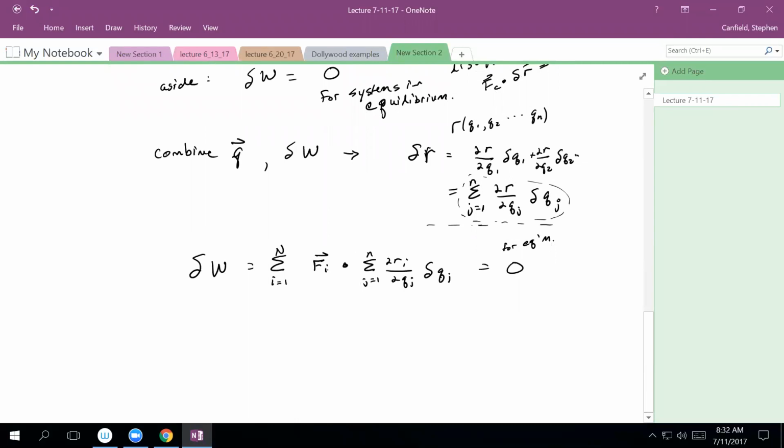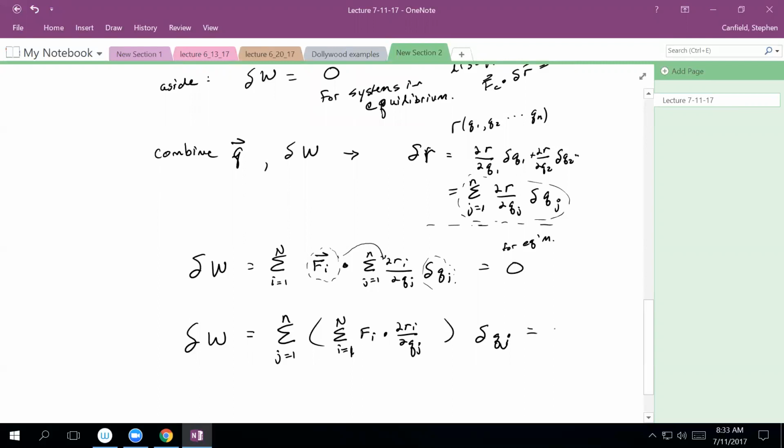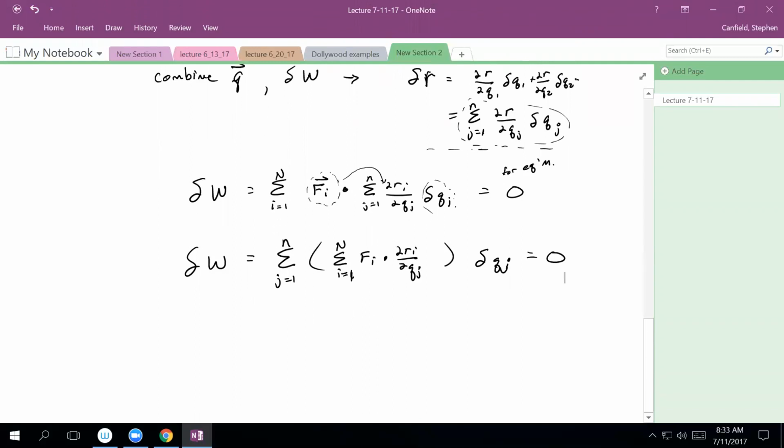And I will now rewrite this. I'll bring my sum of F sub i into the summation, and I'll bring the virtual q sub j out of the summation. So I'm going to swap the order of the summations. I'm going to then have my virtual work equals the sum of j equal 1 to little n on the outside times my virtual q sub j. And on the inside, I'll bring my sum over all the particles, so the sum from i equal 1 to capital N of F sub i dotted with the partial of r sub i with respect to q_j. And again, for equilibrium, I can say that equals 0. So this gives me a statement. This is my virtual work statement. This is my virtual work with generalized coordinates.